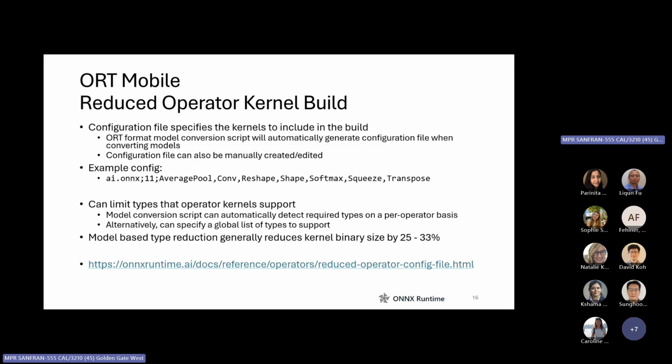And as mentioned, we can also be more granular about what we want to support by specifying the types for the particular operator kernels. The script can also detect this from the models, or you can specify a globally allowed types list that specifies what types should be supported by all operators. And this kind of type reduction can also significantly reduce the kernel binary size. There's some more information about this at that link there.